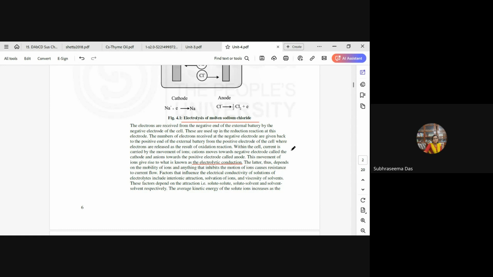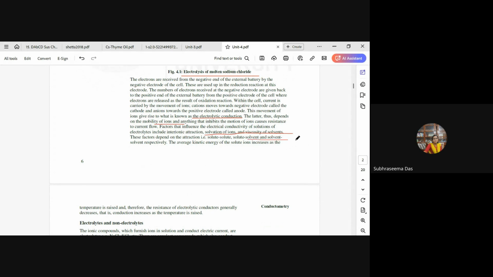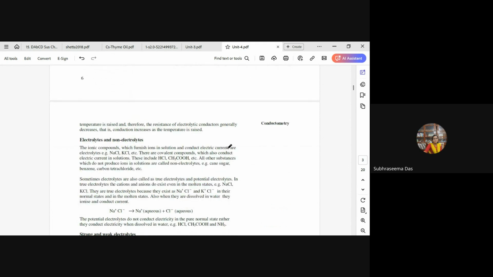So here, this electrolytic conduction depends on the mobility of ions and is affected by the inhibition that causes resistance to the flow of these ions. Also, there are other factors like interionic attraction, solvation, viscosity, and pH, which also influence the electrolytic conduction. So these factors also depend on the solute-solute, solute-solvent, and solvent-solvent interactions respectively. Then electrolytes and non-electrolytes we will define.